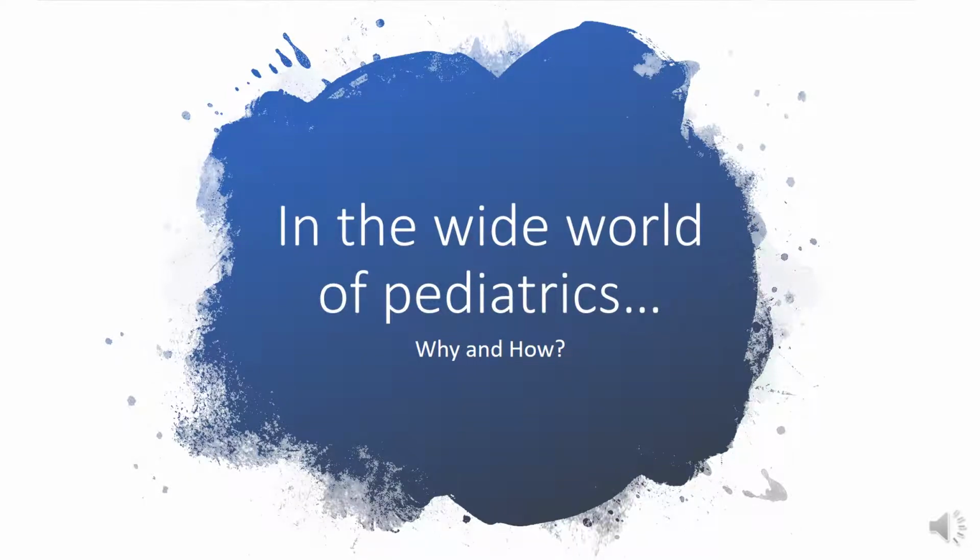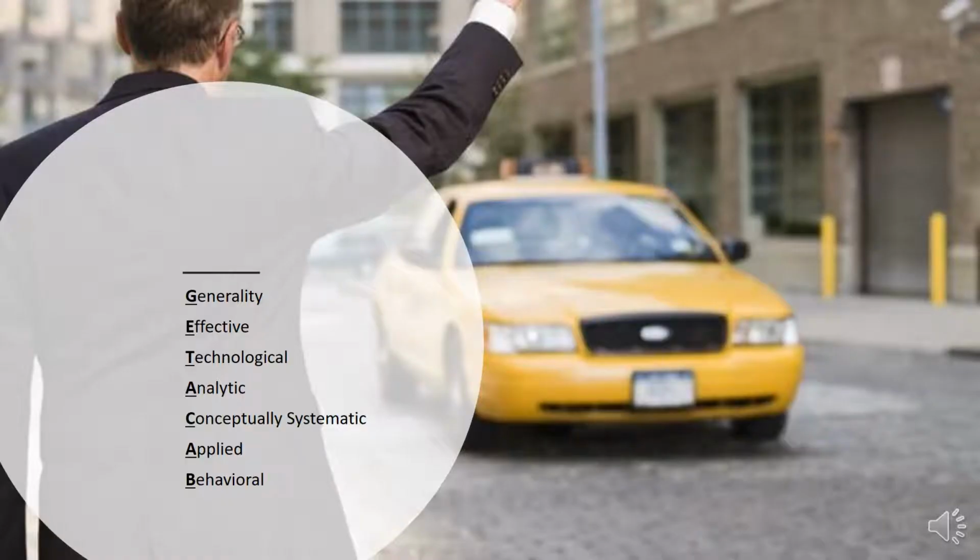So within the field of ABA, we have our 7 principles: generality, effective, technological, analytic, conceptually systematic, applied, and behavioral. And what those basically are asking us is, how are our interventions, how are our procedures geared towards our client to make their life more socially significant? How can we improve their day-to-day living capabilities?